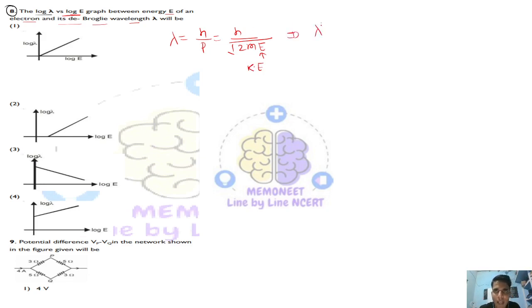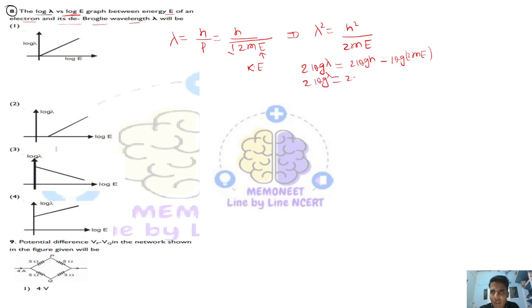First, resolve it out. Lambda square equals to h square upon 2mE. Now, taking the log on both sides, it becomes 2 times log lambda, and applying the log, 2 times log h, okay, and minus log 2mE. You can resolve it out, it's simple, no worries, okay.